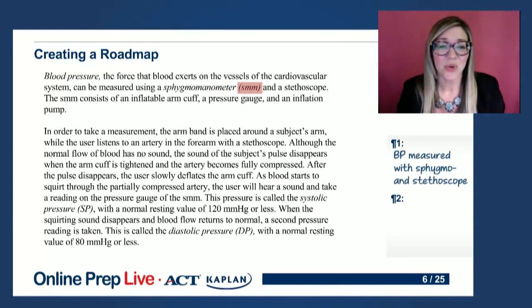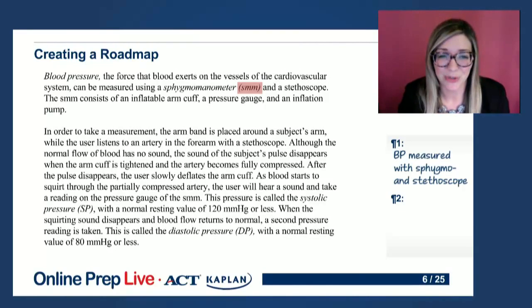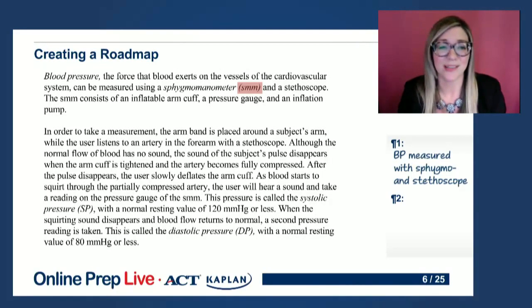This is awesome. So it starts off with, in order to take a measurement. So it's telling us how this is done. It says although, an interesting keyword to kind of tell us the contrast is coming, although the normal flow of blood has no sound, the sound of the subject's pulse disappears when the arm cuff is tightened.